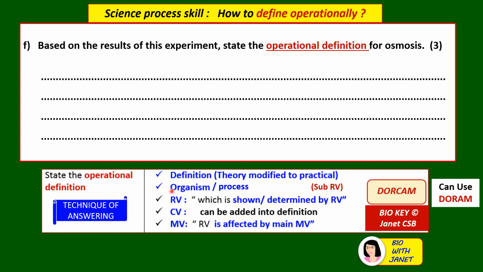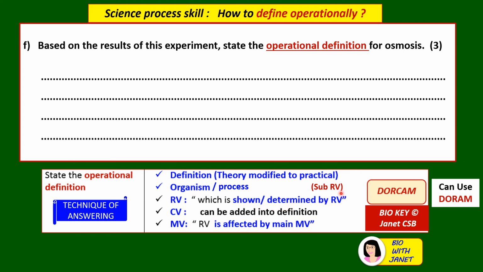So if there's an organism, mention it, right? And if the term is a process, like osmosis is a process, so are photosynthesis, respiration, or transpiration. These are all processes. Then mention the word process. Add it in. Then RV, you must add in the RV. So after you have stated your definition, add on that it is shown or determined by the RV.